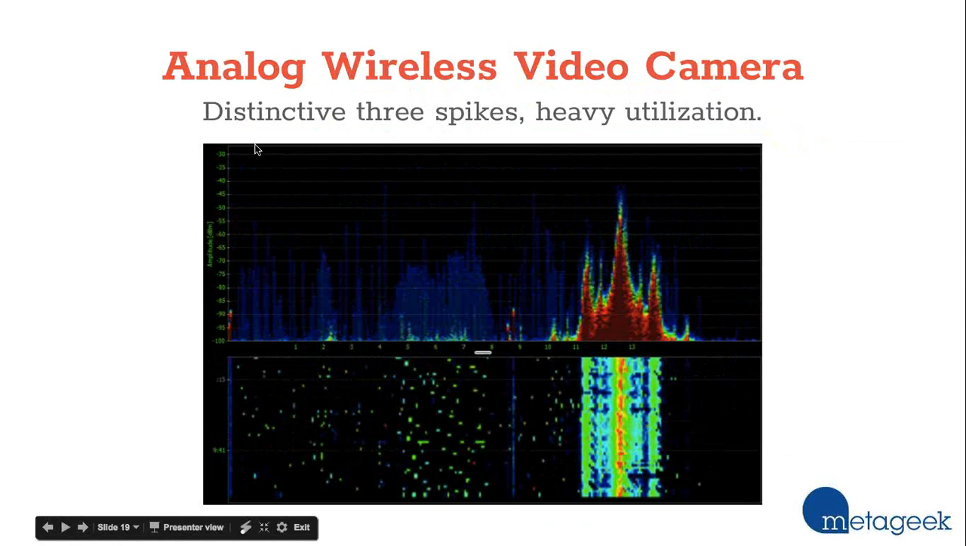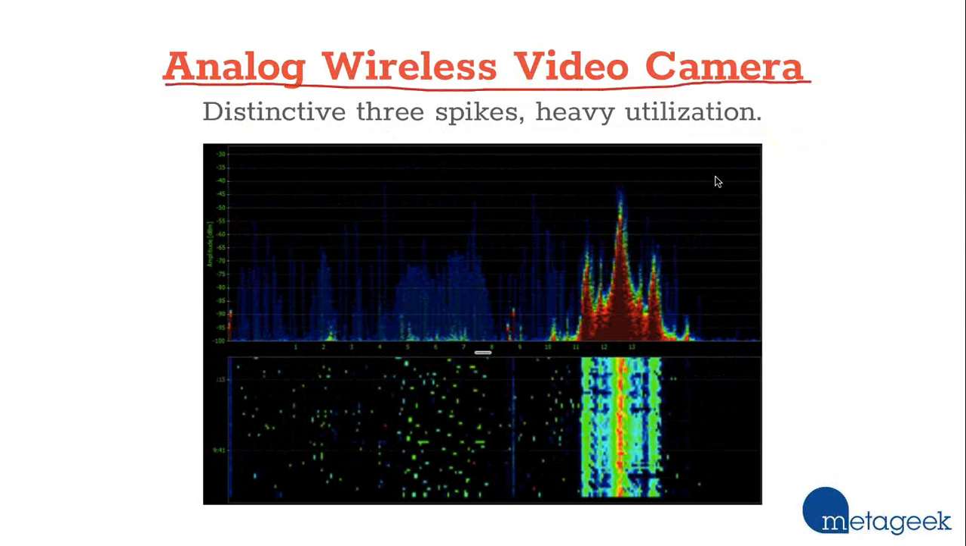Now, here's something that will impact the performance of your network. This is an old analog wireless video camera. These used to be marketed as X10 wireless video cameras. They make a very distinctive 3-spike shape in the spectrum, and they are dark red, which means they are talking constantly like an air horn. These are bad, bad, bad. They will completely wreck your wireless network.